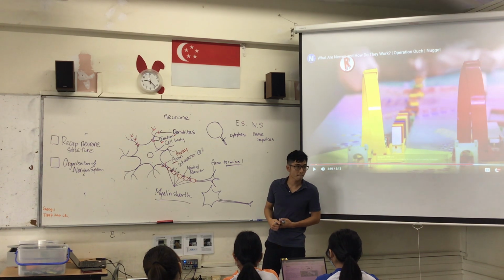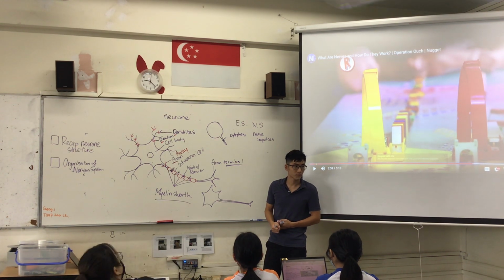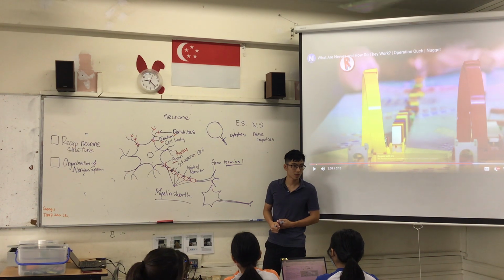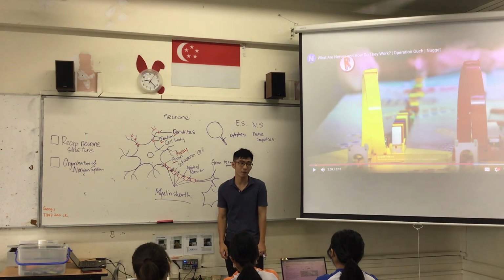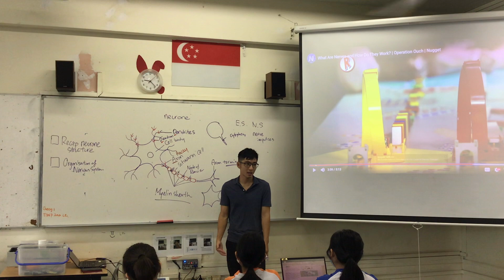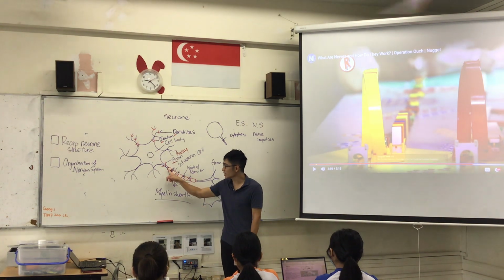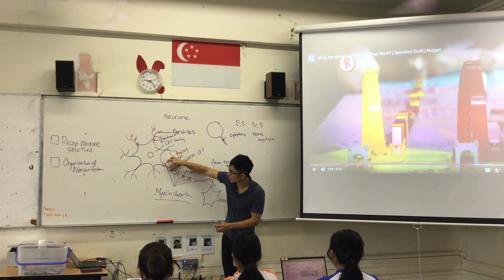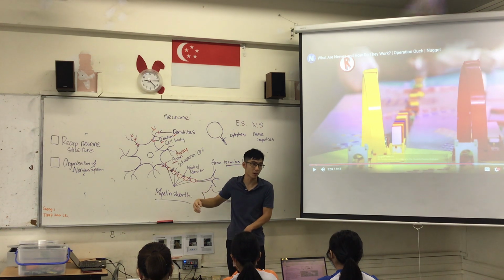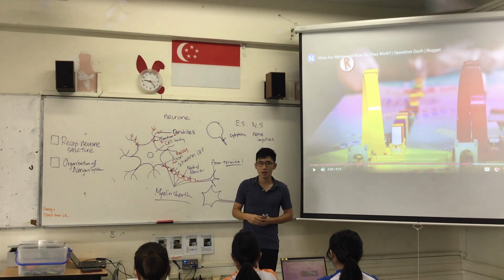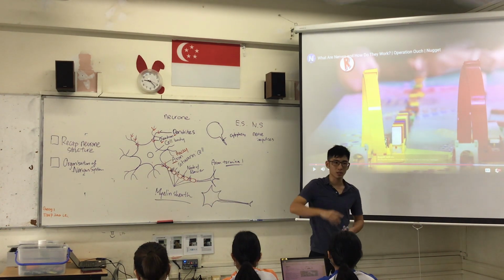Yes, question? Okay, that's because there's a limit to how far nerve impulse can jump. The distance that is created by the Schwann cell is as far as the nerve impulse can jump.